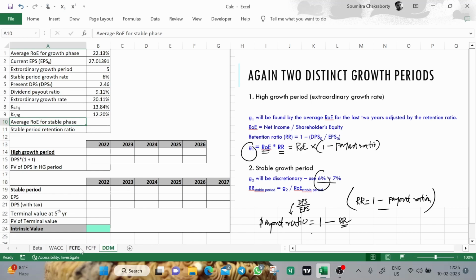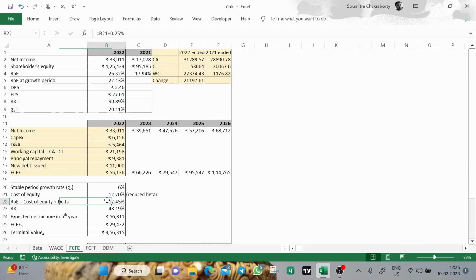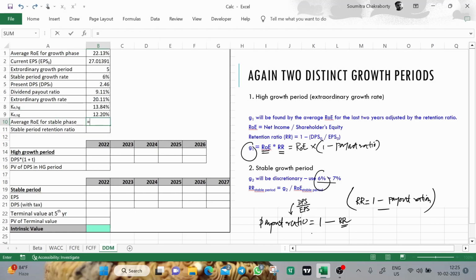And what is ROE? See, in the FCFE calculation also, we have calculated ROE as cost of equity plus delta, a small percentage, 0.25%. So same notion of calculation we will take here, plus 0.25%. So this will be our ROE for the stable phase. Now what is the retention ratio of the stable period? We have already given you this particular expression. So this is G2 by ROE of the stable period. So what is G2? So this is G2 divided by ROE for the stable period. So average ROE for the stable phase is 12%. So this is your stable period retention ratio.